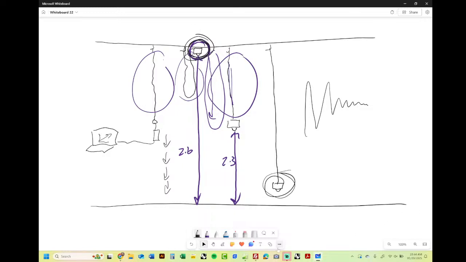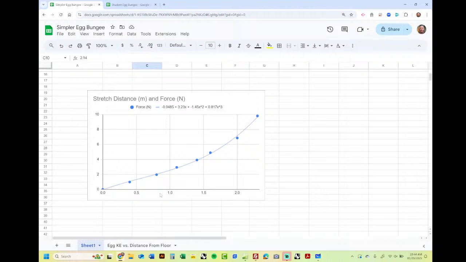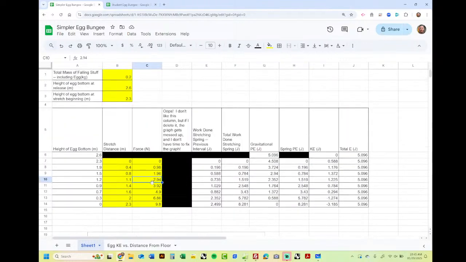So the data that I gave you represent the total distance stretched, and the force on the force meter or force sensor. So no stretch, no force. 0.4 meters, 0.98 newtons. 0.8 meters, 1.96 newtons. 1.1, 2.94. I've got a little graph down here so you can see what's happening. That's showing force and distance, just for fun. You don't really need that graph for anything.